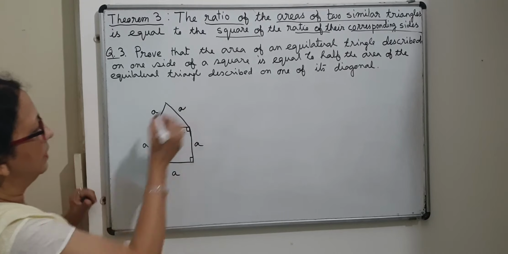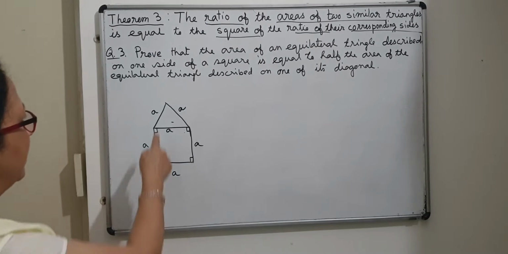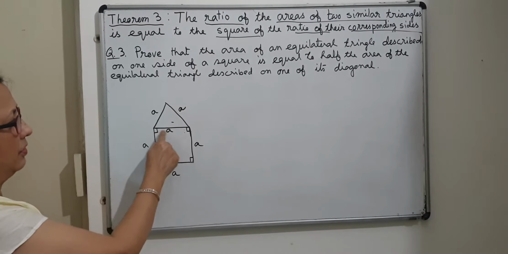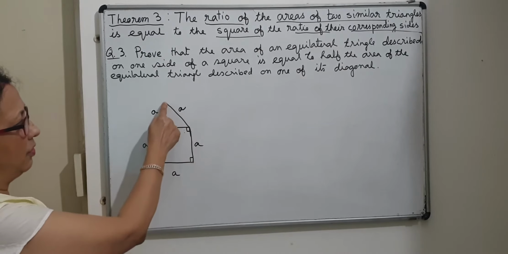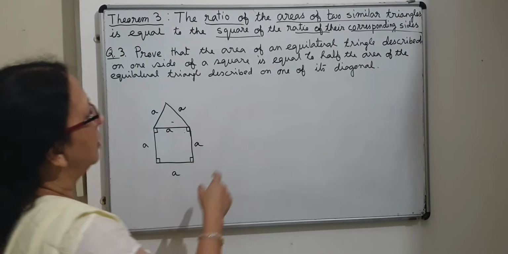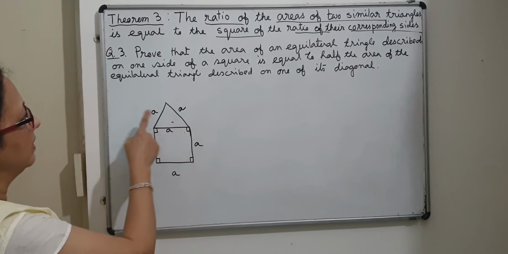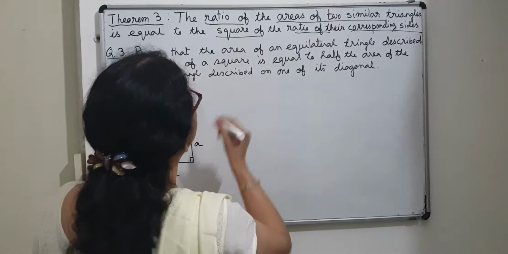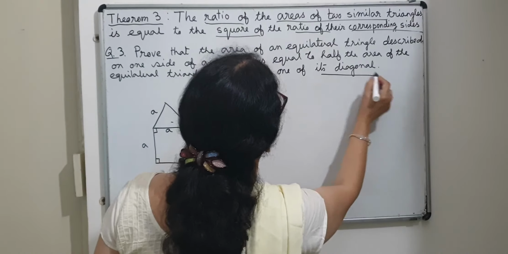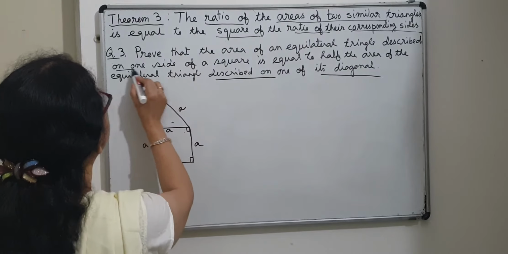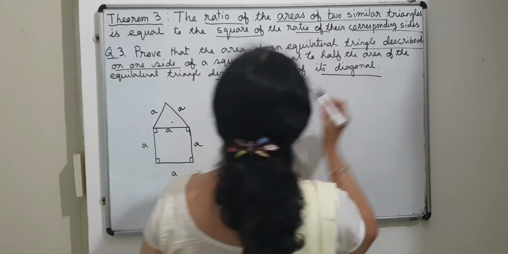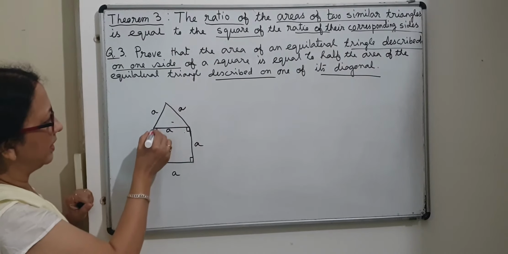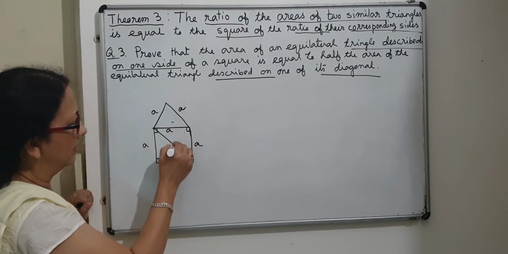This is A. So this is an equilateral triangle described on one side of the square, so all the sides are equal. Now I have to compare the area of this triangle to the area of the triangle described on one of its diagonals. It was described on one side to this. So let me join a diagonal. Say this is the diagonal.